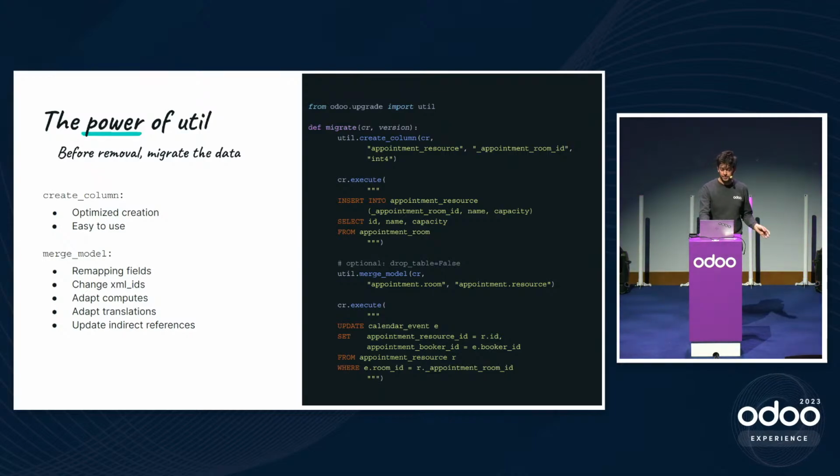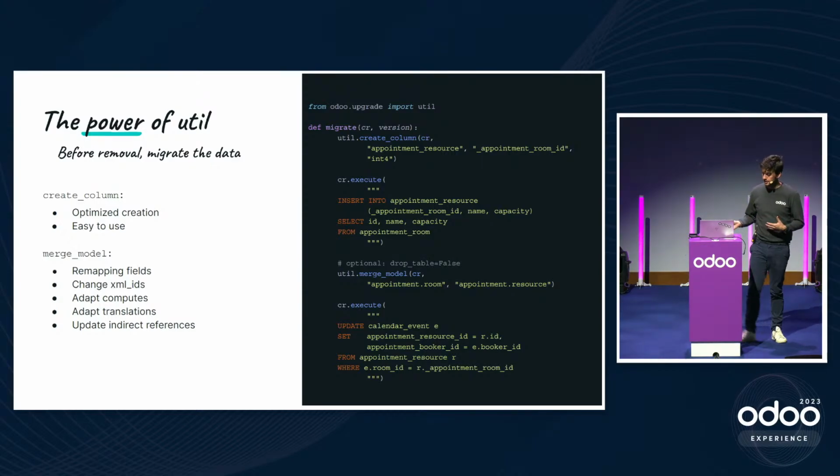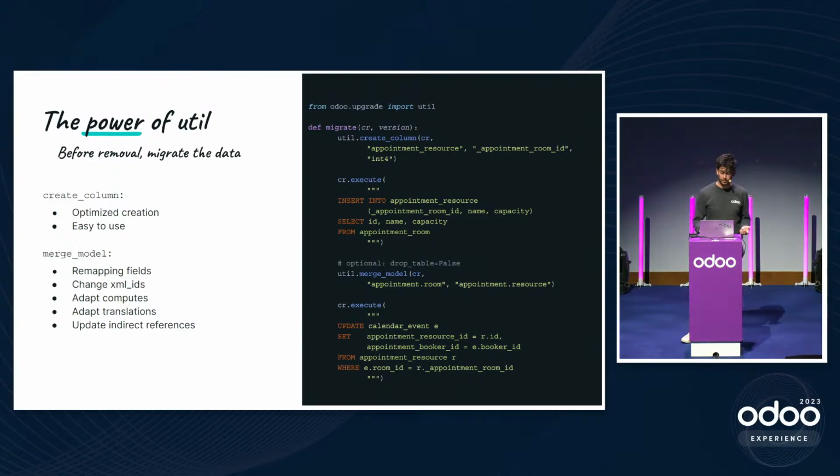Then you will copy your data from appointment room, your old model, to appointment resource. So you will copy all the ID, name, capacity to the new table appointment resource. For that, you can simply use an SQL query, taking all the data from one table to the other. After that, you will merge the model, so that any reference, anything that's inside the database configured as appointment room becomes appointment resource.